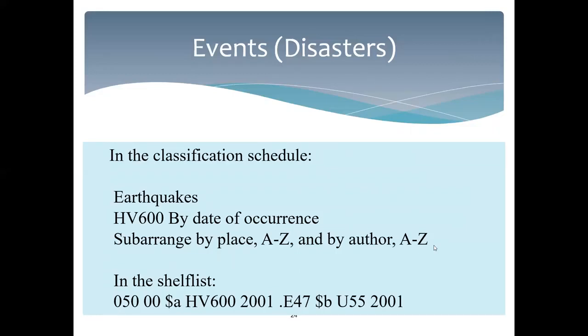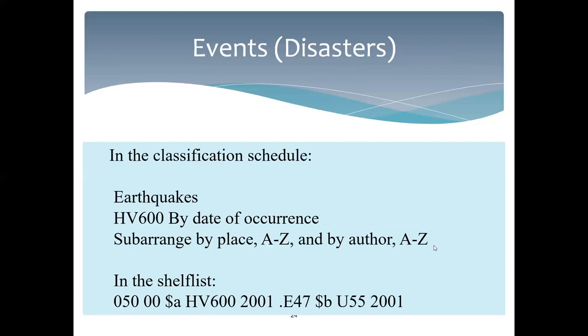So by date first, and then by place, and then by author. So it tells us exactly what to do. HV 600, that's what you're going to do for earthquakes. And then you're going to arrange by date of occurrence. So what year did it occur? And you should have all this information right there in front of you. When did it occur? And then by place, where did it occur? Cutter A to Z. And then by author, that would be your main entry. If you do not have a main entry, then you would do by title.